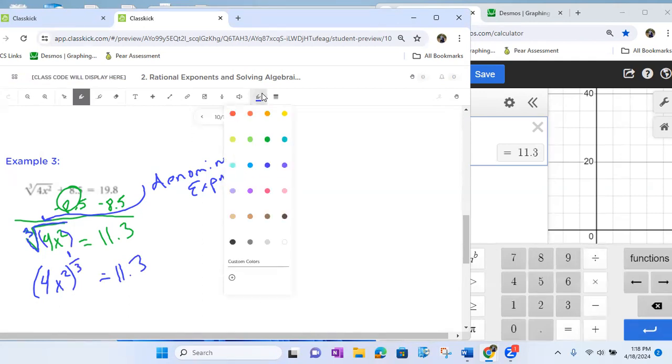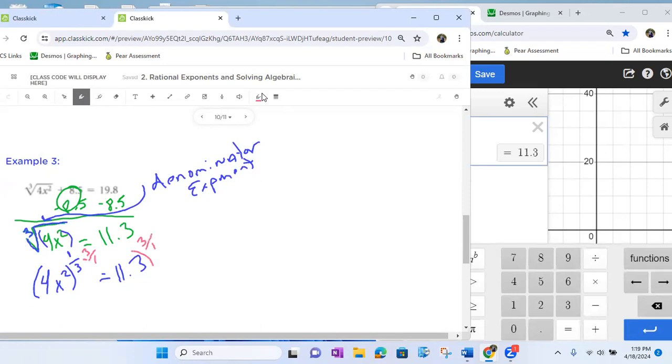Now, how do I get rid of that 1/3? I want that thing to go away and become a 1. So simply, all I'm going to do is take that 1/3 and flip it using the reciprocal, 3/1. I'm going to do that on both sides. So this 3 cancels with that 3, that 1 cancels with that 1, leaving us with 4x squared.